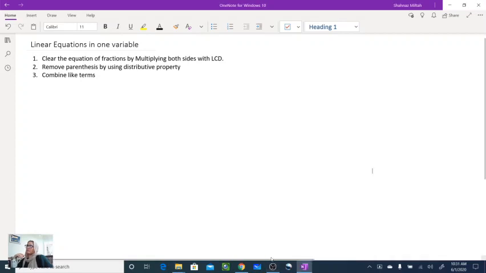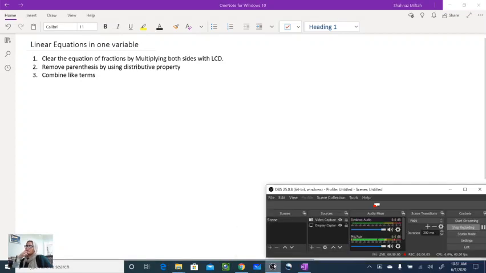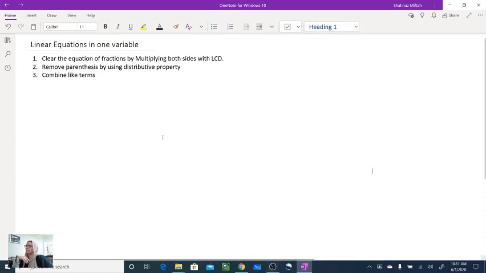Hi everybody, today we are working on linear equations in one variable, and I have just 3 steps to solve any kind of equation, whether it's one variable or multiple variables. The first step is clear the equation of fractions by multiplying both sides with the least common denominator. Second, remove the parentheses by using the distributive property. Third, combine like terms. These are the only 3 steps that I use and solve every equation with.